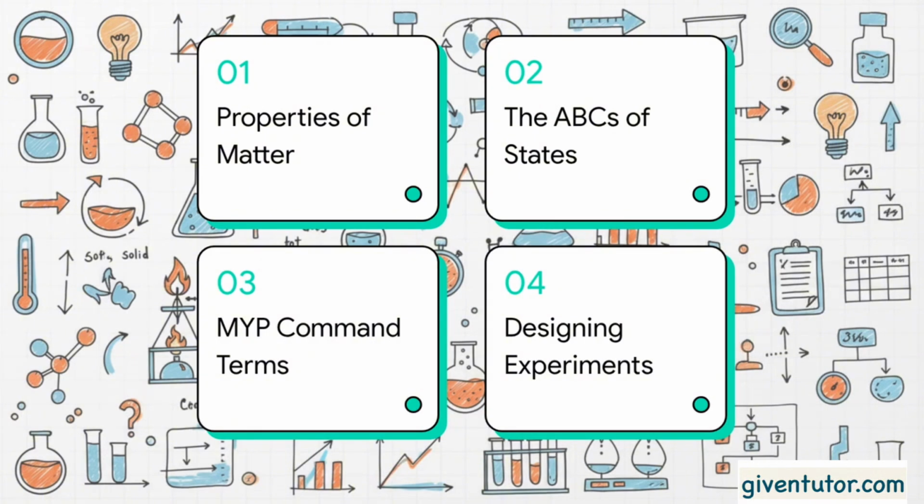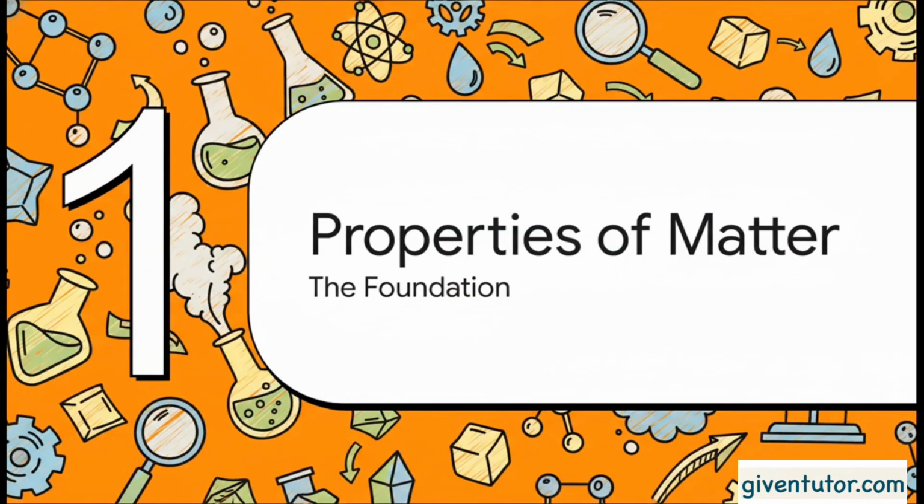All right, here's our game plan. 1. Properties of matter defined. 2. The ABCs of states. 3. Acing MYP command terms. And 4. Designing the perfect experiment. Let's roll. Section 1. Properties of matter defined.